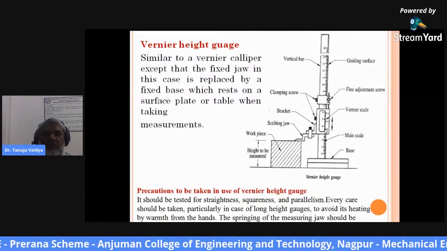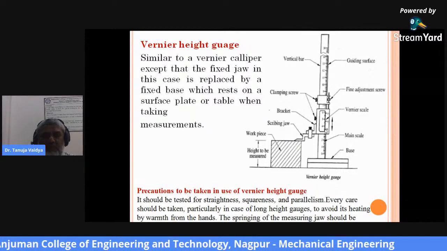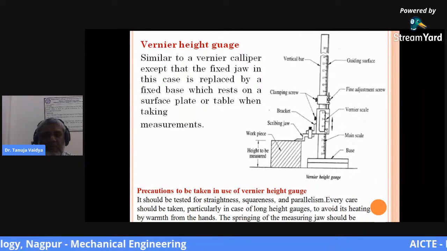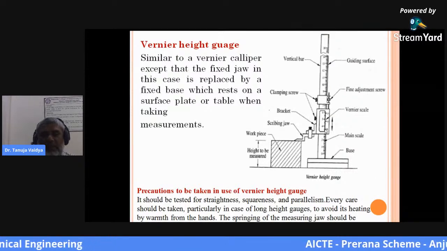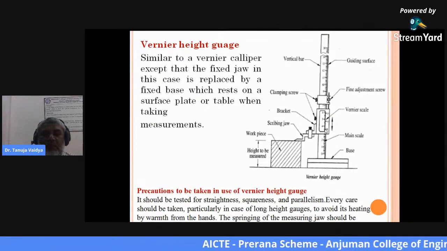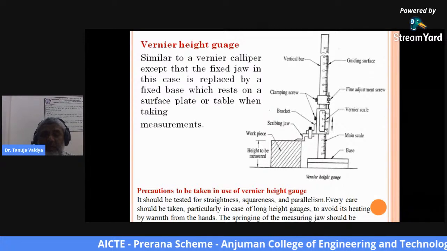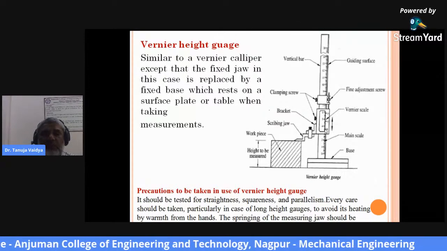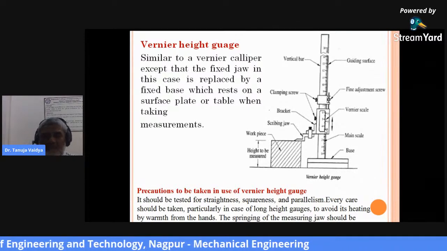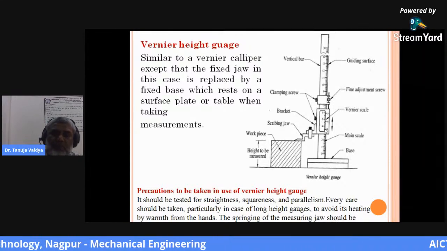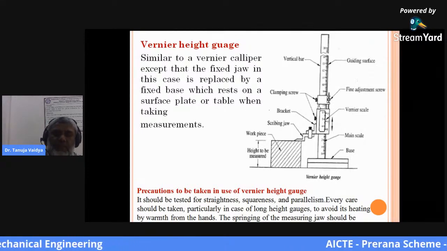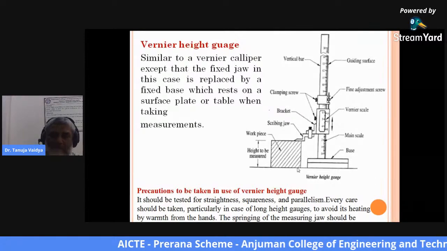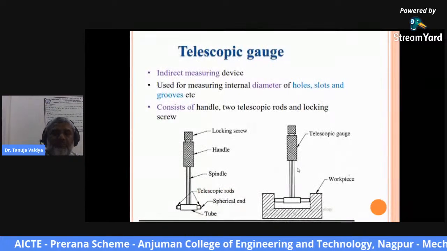A precaution to be taken in the use of the vernier height gauge is that it should be tested for straightness, squareness, and parallelism. Every care should be taken, particularly in the case of long height gauges, to avoid heating by warmth from the hands. The springing of the measuring jaw should always be avoided because this may give you incorrect readings. And the base must be clean and free from burrs, so that you will get good accurate results.